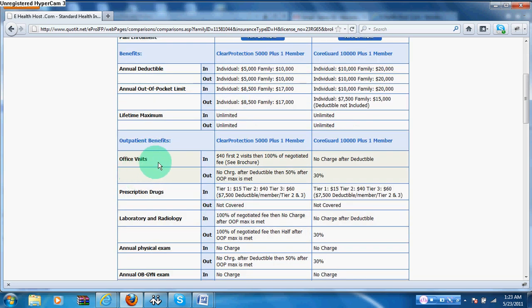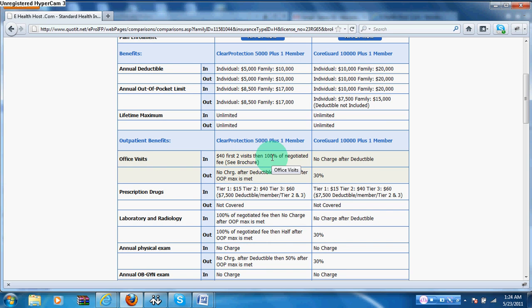Office visits. As you can see, this first one here, $40 for the first 2 visits, and then 100% of the negotiated fee. What that pretty much means is your first 2 doctor visits are $40, self-explanatory there. However, after you have used your first 2 visits, you will have to pay 100% of whatever the negotiated fee is between the doctor and the medical insurance company. So usually the negotiated fee is anywhere between 20 to 40%, and usually the doctor visit is about $100.